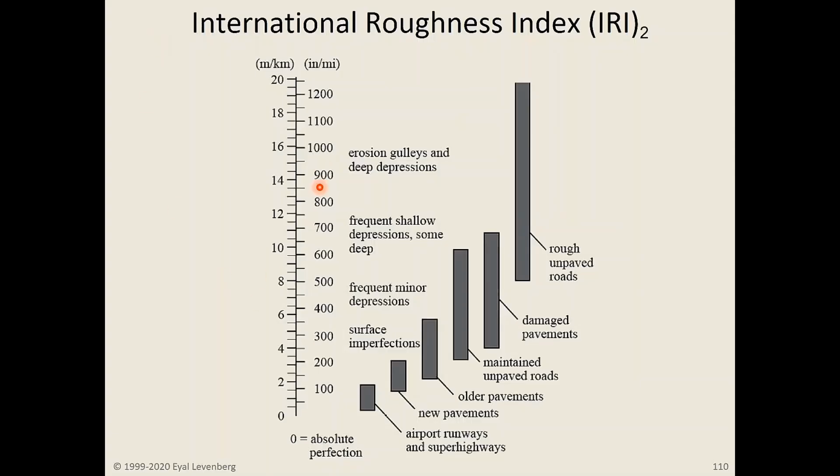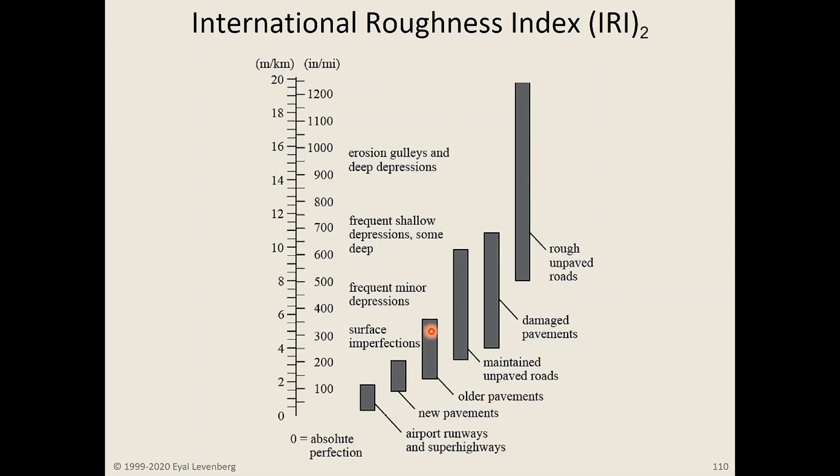And this bar chart shows IRI index ranges for different transportation facilities. This is just to give some feel or intuition of the expected values. The units are here shown as either meters per kilometer or inches per mile. 0 here represents absolute perfection. And here you can see new runways and superhighways. They are expected to have an IRI value of the order of 1, 0.5 up to 2 meters per kilometer. Then other new pavements should have an IRI of around 2 to 3 meters per kilometer.